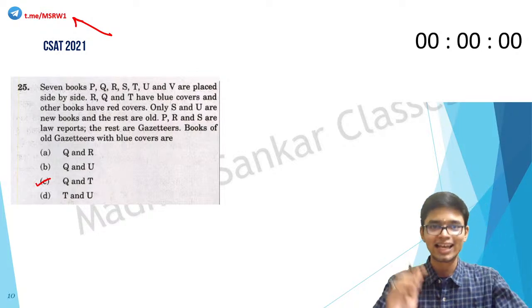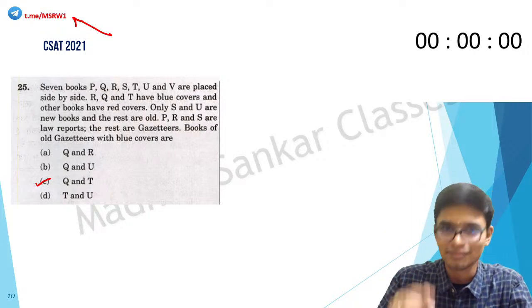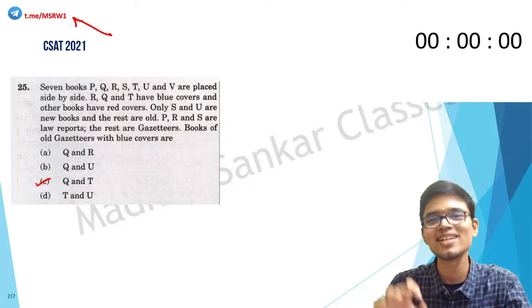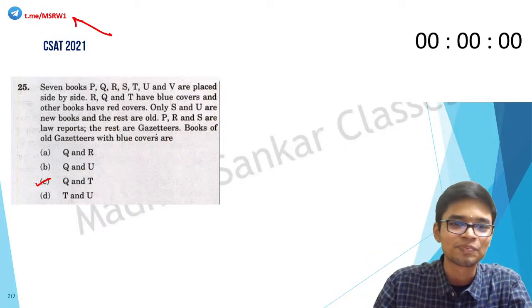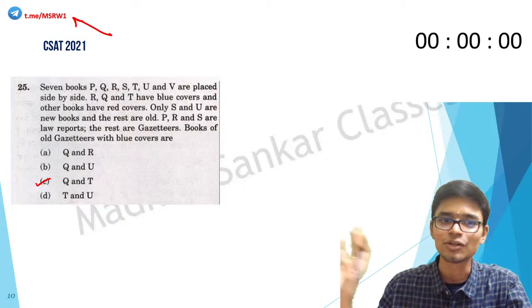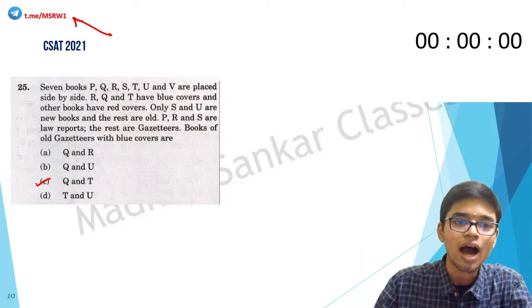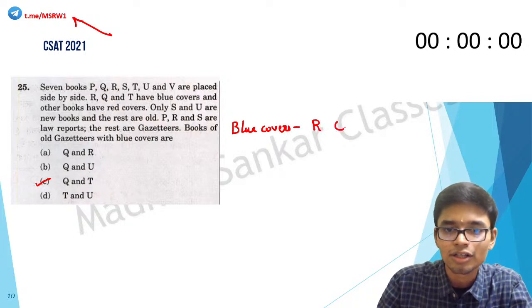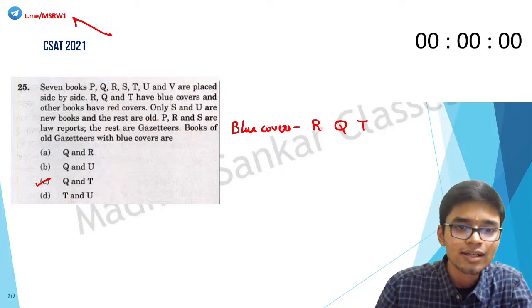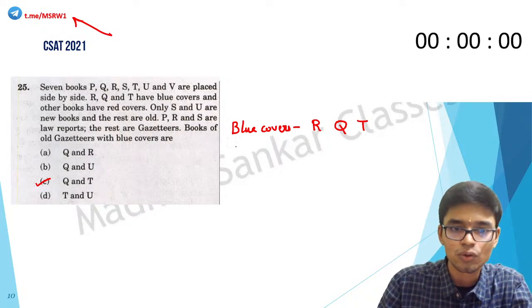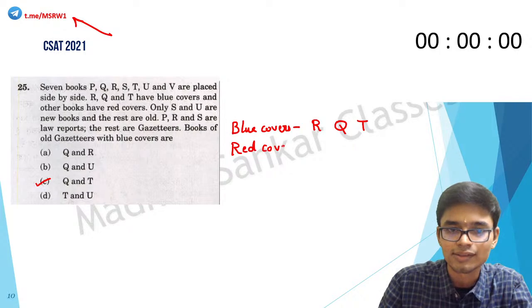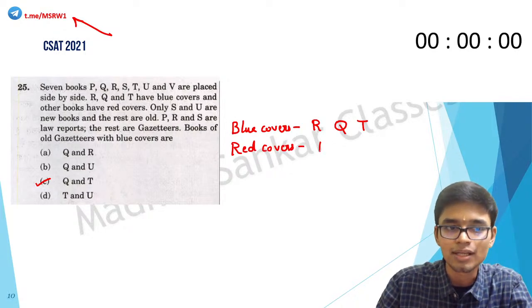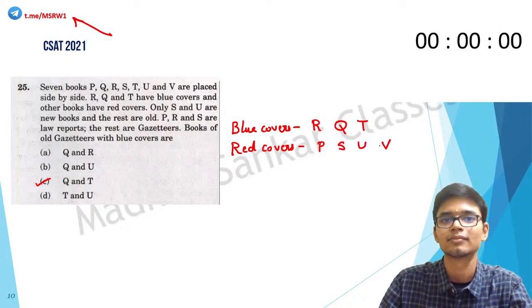Now let's solve this. Again, how do you solve this? Very simple. Stay patient, stay calm, and just read the statements. That's all. Okay, let's see. 7 books are there: P, Q, R, S, T, U and V. Now, R, Q, and T have blue covers. And the other books have red covers. What are the other books? P, S, U, and V.